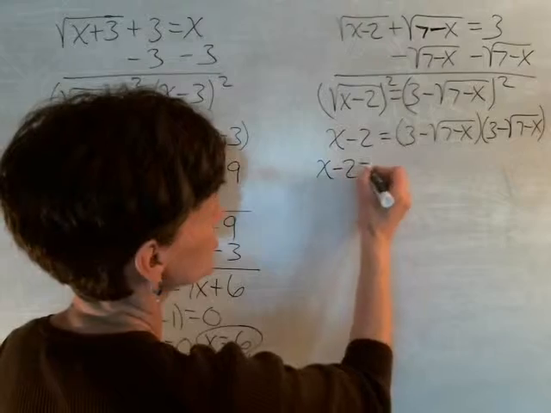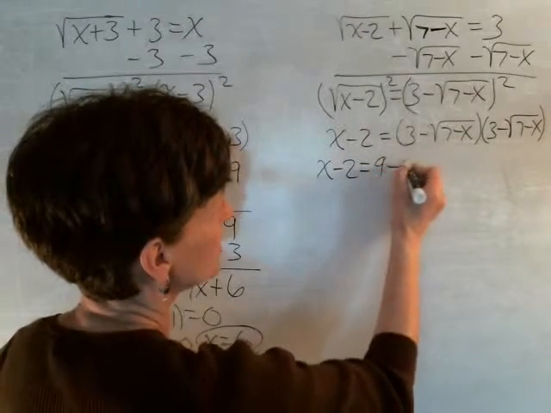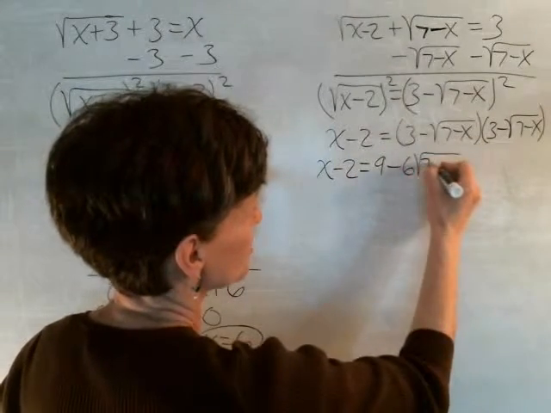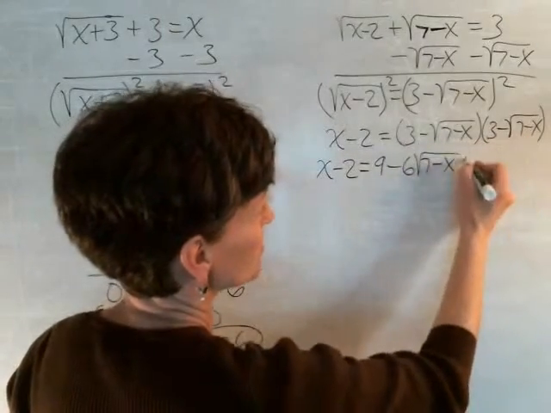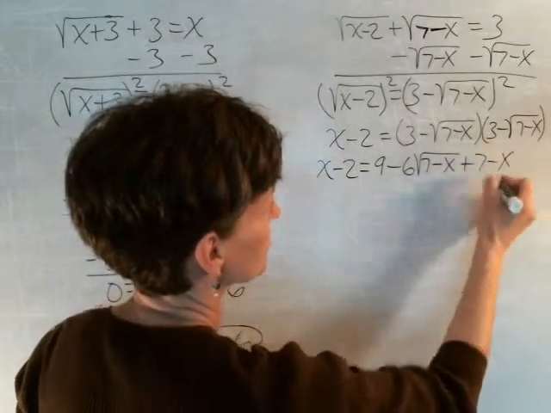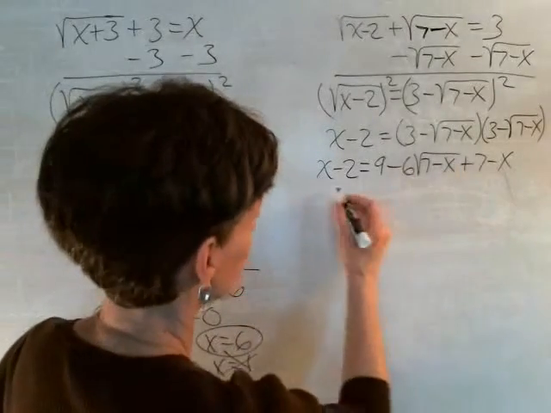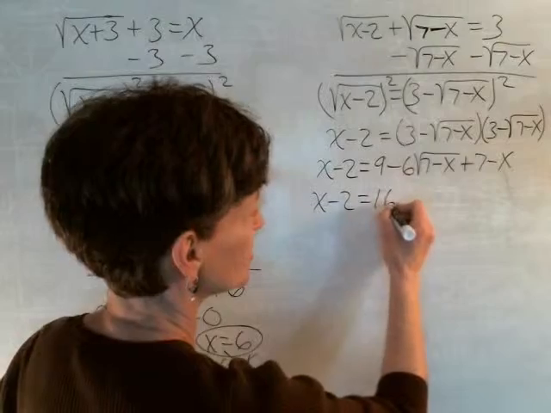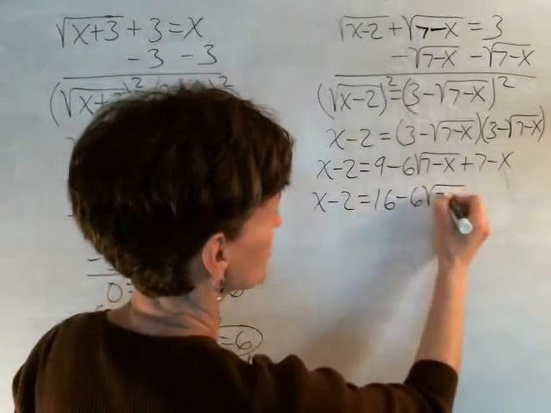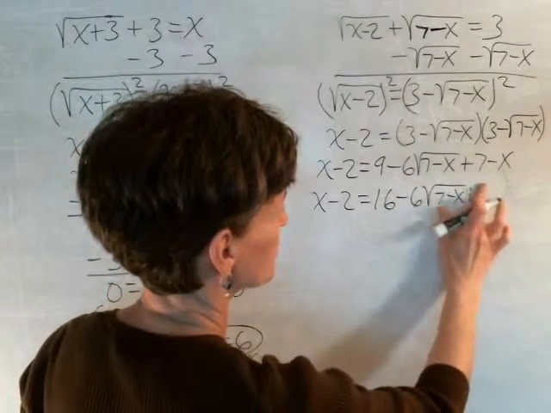So I have x minus 2 equals 9 minus 6 times the square root of 7 minus x. And then the square root of 7 minus x times the square root of 7 minus x is plus 7 minus x. All right, well, I have a like term over here. x minus 2 equals 9 and 7 are 16 minus 6 square root of 7 minus x minus x.